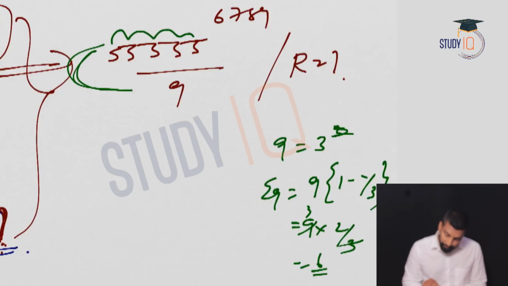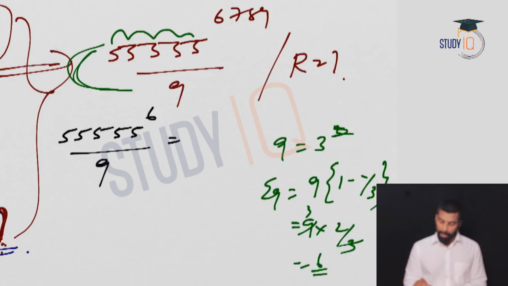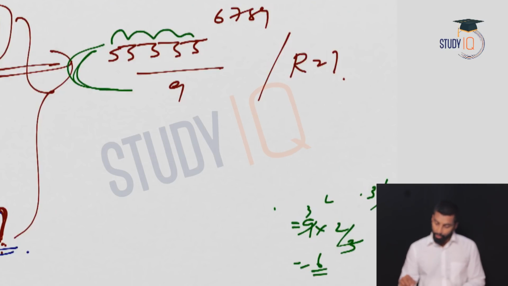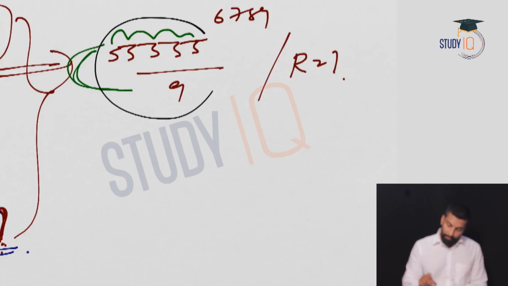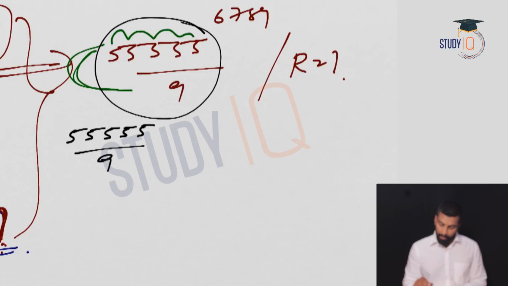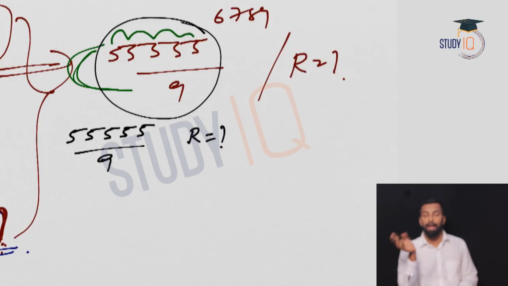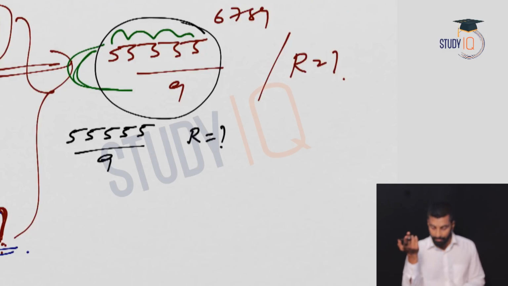So what does that mean? If this was 55555 raised to 6 by 9, your remainder will be 1. Okay. So now all these things are not required. Now you have the two-step process to get the answer. First you see what is the remainder when you divide this with 9. So first is 55555 divided by 9. What is the remainder? You don't want to manually do. Just take sum of digits till you get a single digit. So 5 times 5, 25. 2 plus 5, 7. So remainder will be 7.